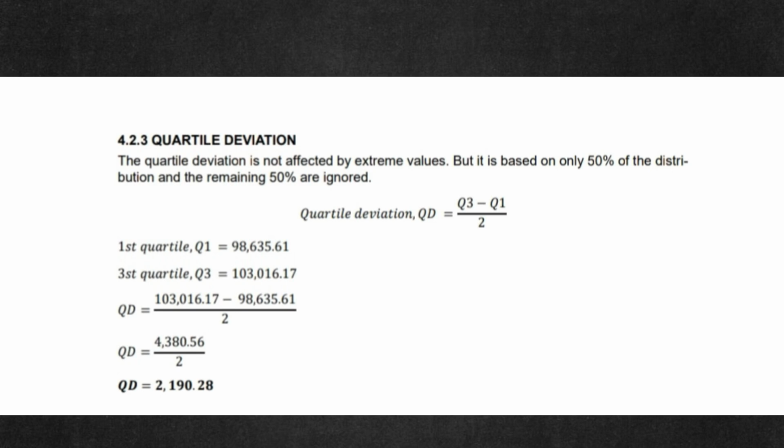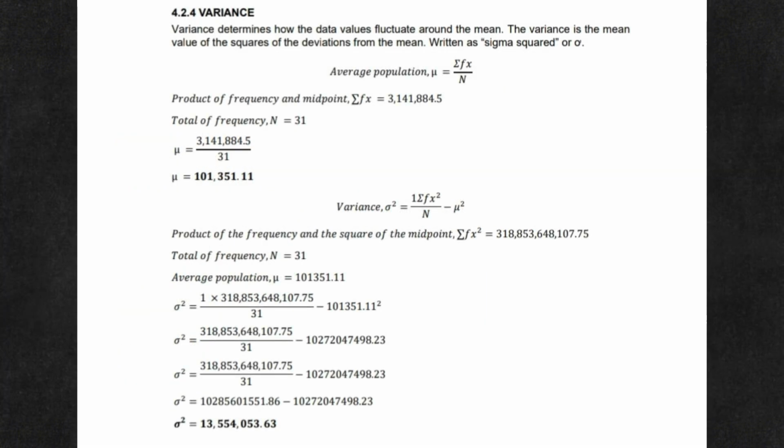divided by 2. And the result of third quartile minus first quartile is equal to 4,380.56. After that, we divide by 2, we get that the QD is equal to 2,190.28. For 4.2.4, variance. Variance determines how the data values fluctuate around the mean.